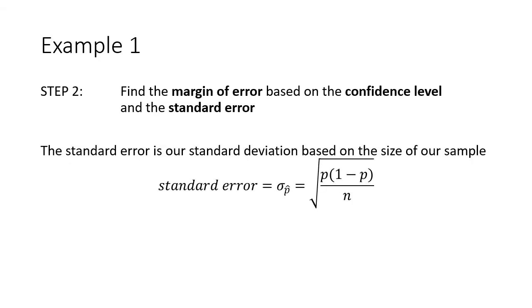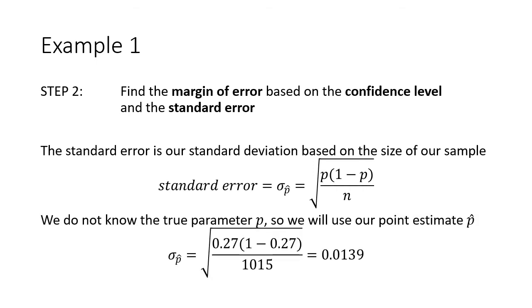The next part is to find out what my standard error is going to be. Now, if you remember from chapter 8, our standard error is our standard deviation that gets changed a little bit because we're now looking at a sample. We're basically scaling our standard deviation based on the size of our sample. And again, this is the formula that we were shown in chapter 8, and it's really just a matter of plugging in the numbers in the right spots. We know P is 0.27, we know N is 1015, and if we plug that in and do our order of operations correctly, we should end up with 0.0139 as our standard error.